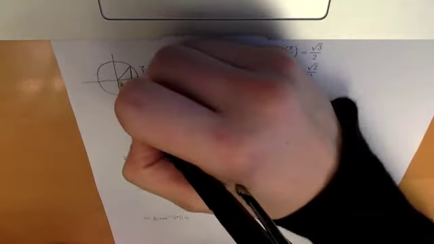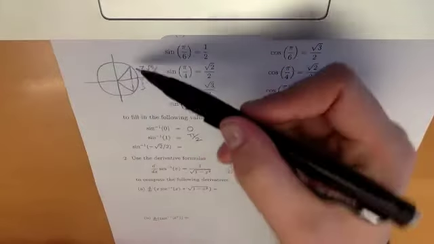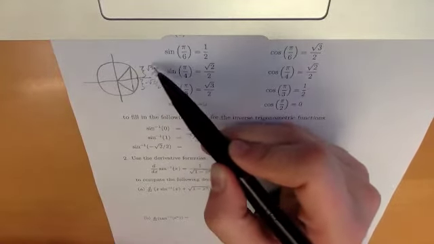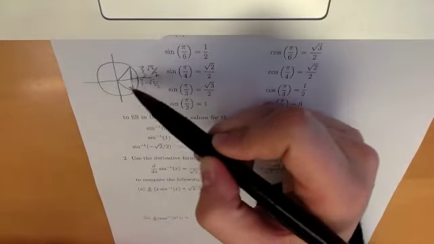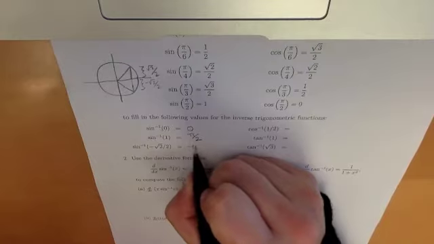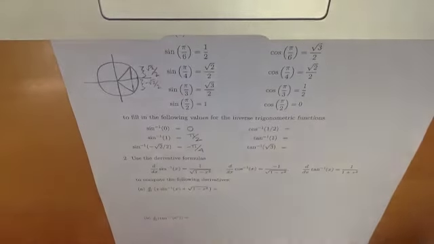So in other words, what angle gives me a negative square root of 2 over 2 for the y value? And that's just going to be negative pi over 4. If I go up pi over 4, I get a positive sine. If I go down, or negative pi over 4, I get a negative y value. So this is negative pi over 4.